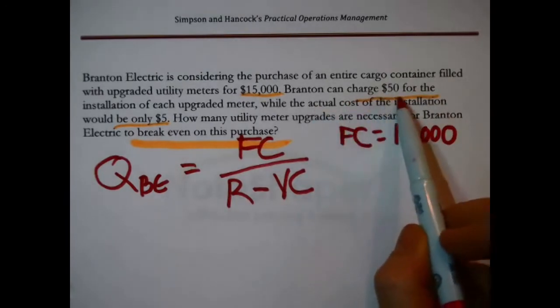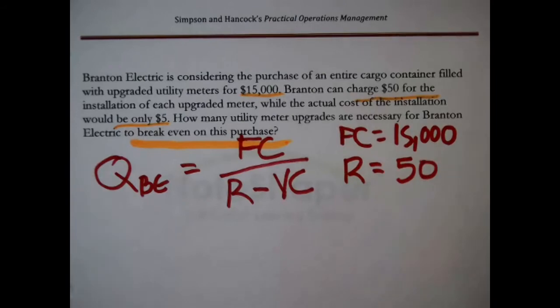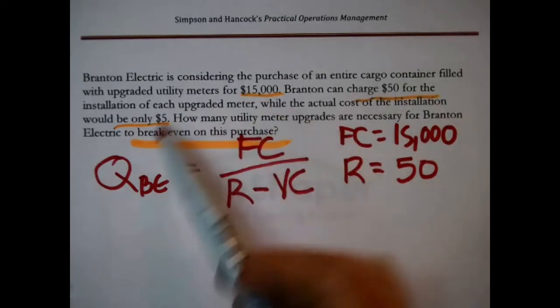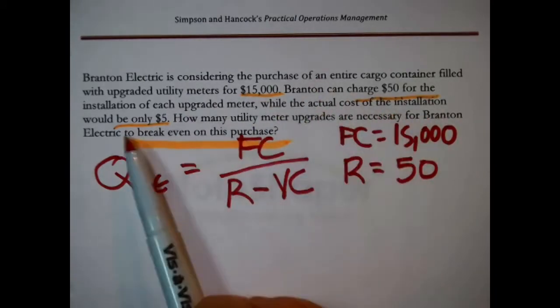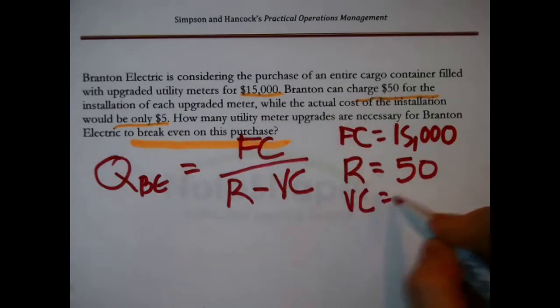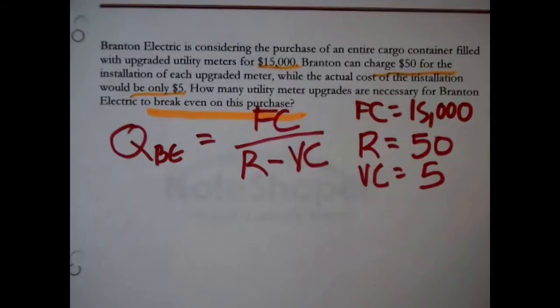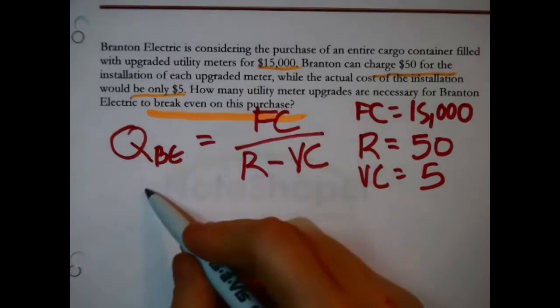Branton can charge $50. That's the revenue that they can earn per unit. And the actual cost of the installation would be only $5. That is the variable cost for each unit. There's the three numbers that we need. We now employ them in the formula.